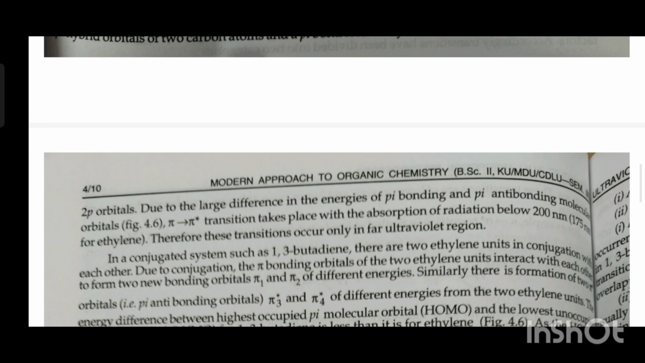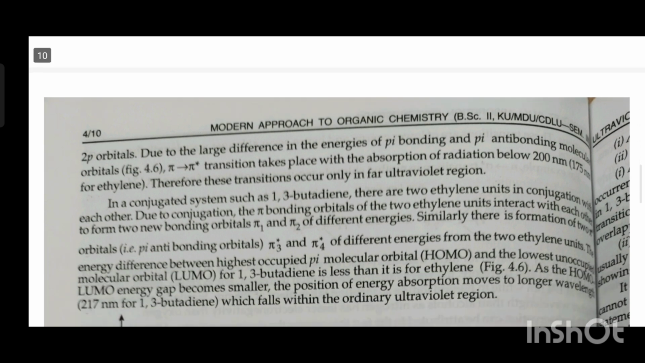Due to the large difference in the energy of the pi bonding and the pi antibonding molecular orbital, pi to pi star transition takes place with absorption of radiation below 200 nanometer. Therefore, these transitions occur only in the far ultraviolet region.